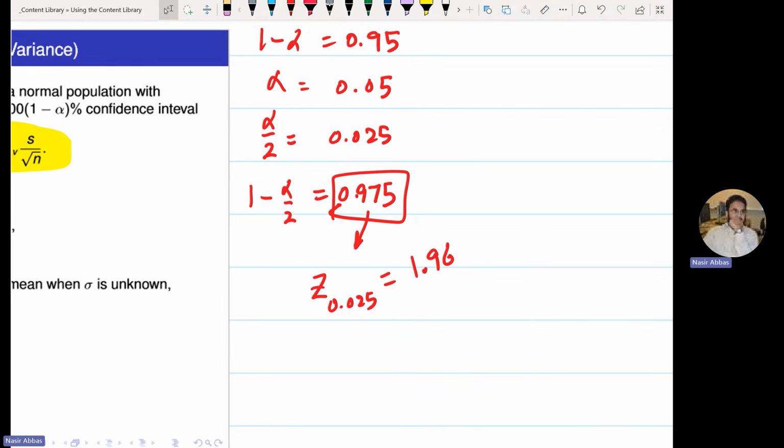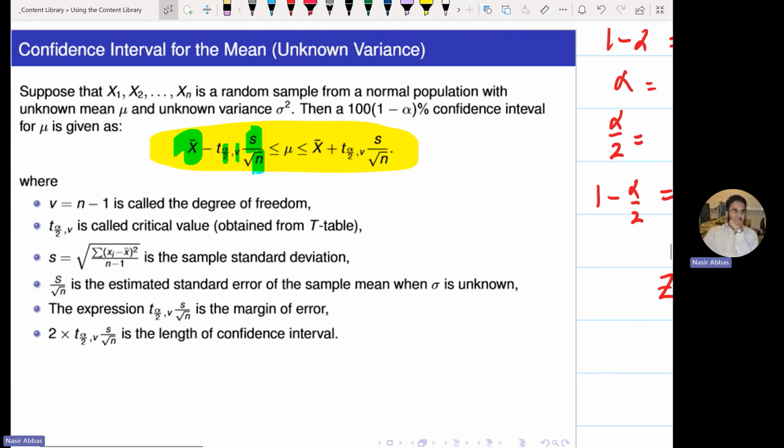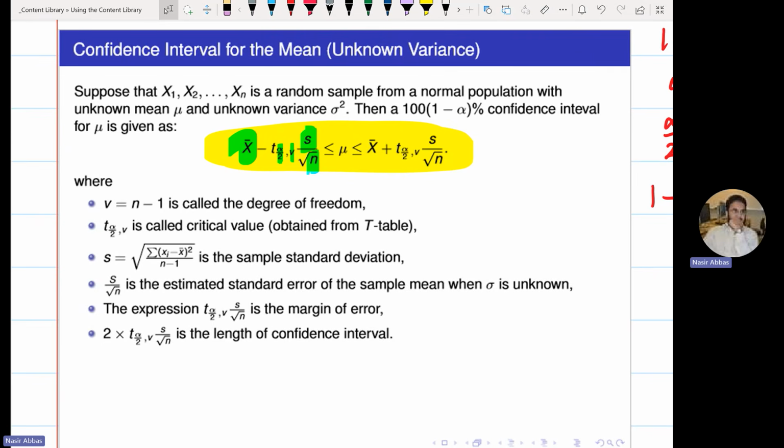Why? Because Z is given in less than form, T is already given in greater than form. The area under the curve for T table is also upper tail area. It's not lower tail. For Z, it was lower tail. To convert it to upper tail, you did 1 minus, last step. For T, you don't need to do this last step. Just directly go to the T table and look for alpha by 2, number 1.